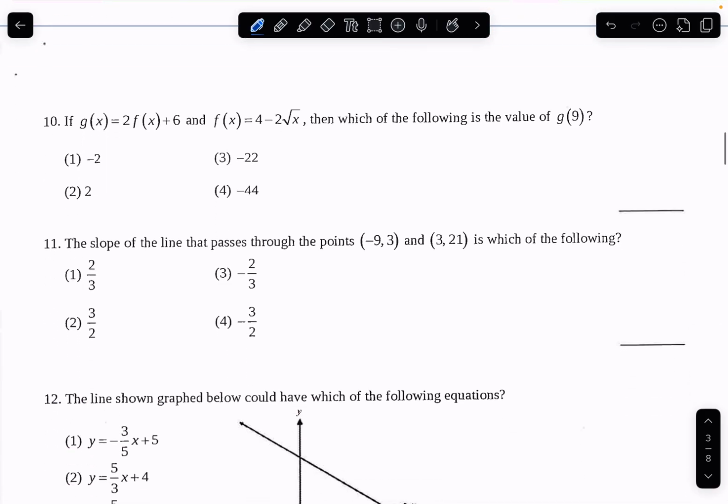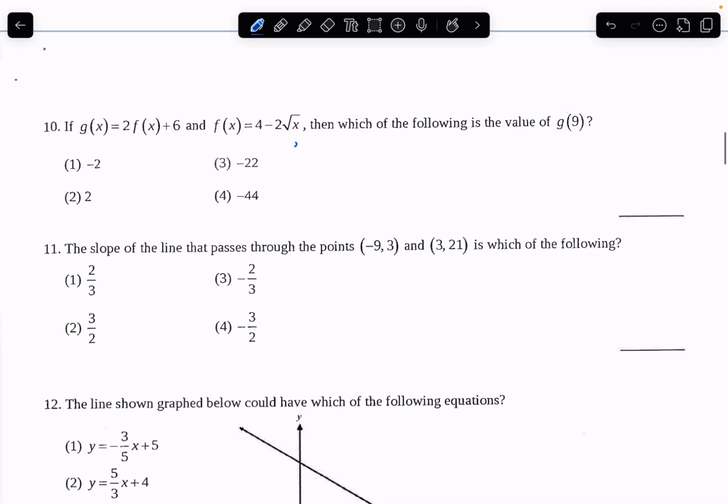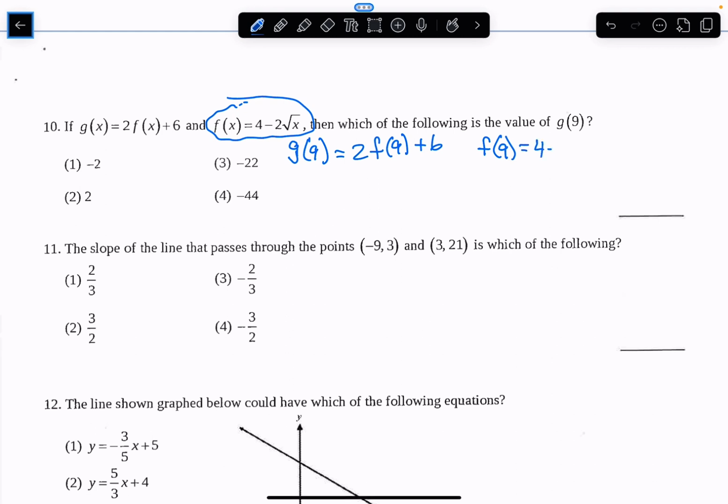Number 10. We've got to find g of 9. So g of 9 is equal to 2 times f of 9 plus 6. Now, what the heck is f of 9, right? Well, we have an f function, so we can evaluate this for f of 9, right? It's equal to 4 minus 2 square root of 9.